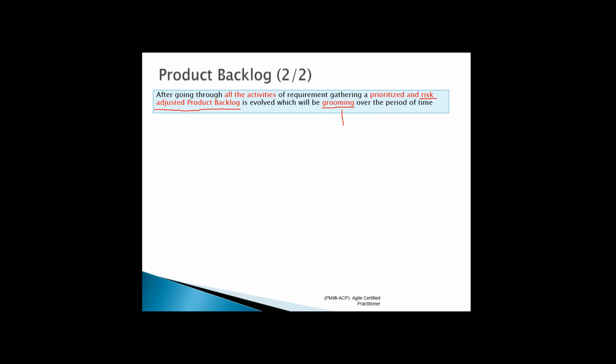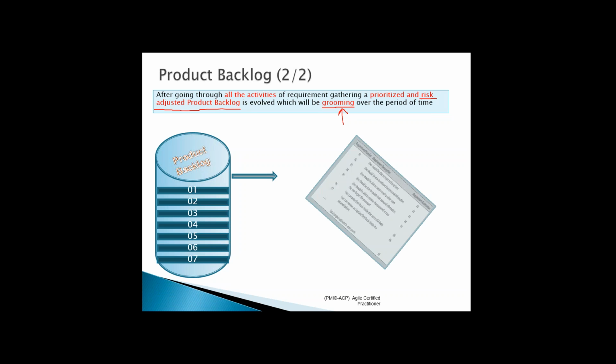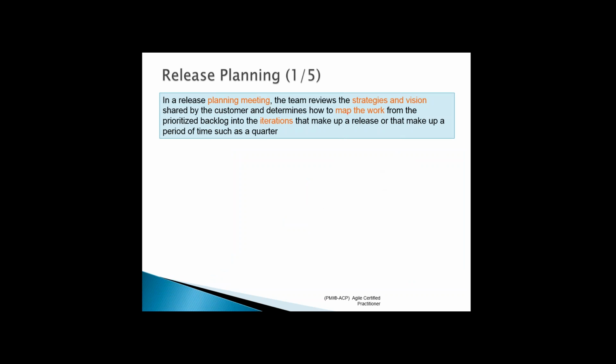When I say grooming, it changes. You groom, right? From kid, you groom to a student, to a young person, right? From there, you groom to become a man. All right. So the product backlog also grooms to evolve over a period of time. Yeah, this is how it will get evolved basically, right? And remember this, you also have a release planning.